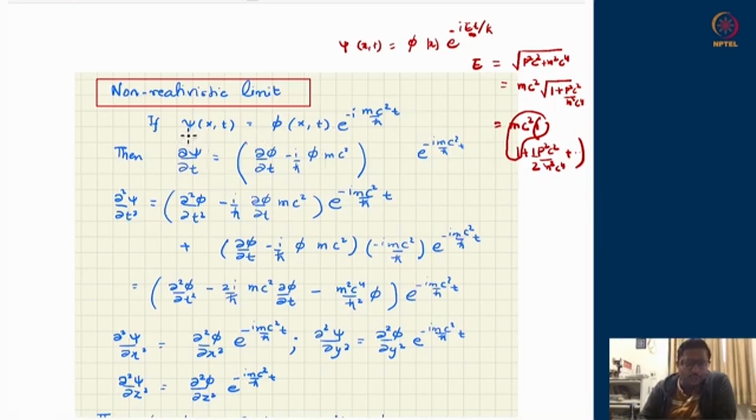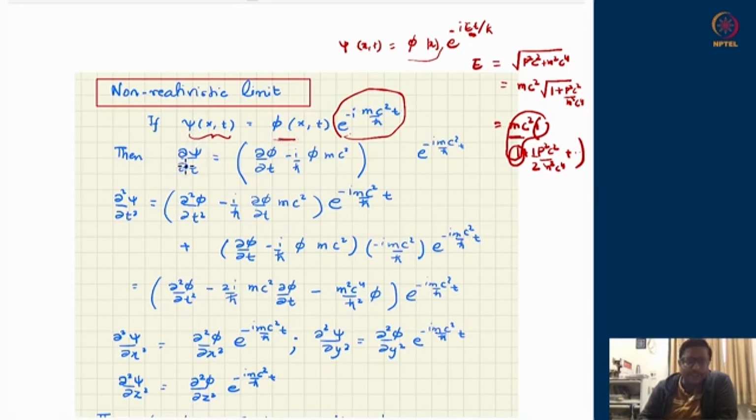Therefore I can choose to write my wave function in terms of an exponential which solely depends on the rest mass energy coming from this mc square and the 1 in the Taylor expansion, and all other things I keep along with phi(x) and define it as a new phi(x,t). So this is just rest mass pulling out, which I can do mathematically. There is no problem with that.